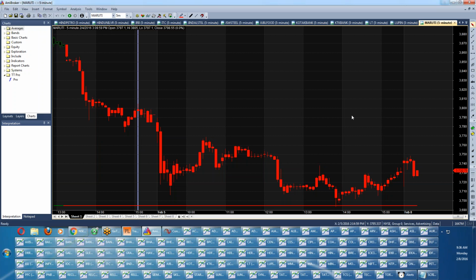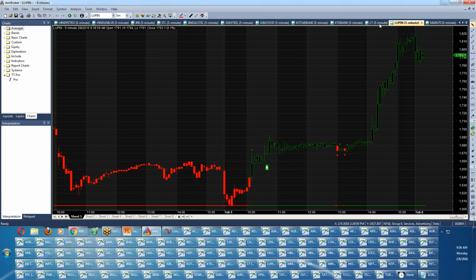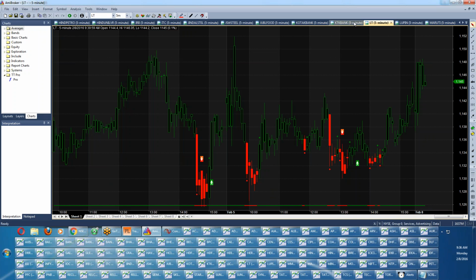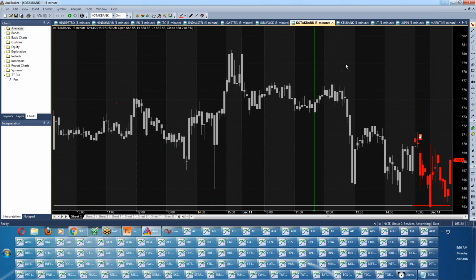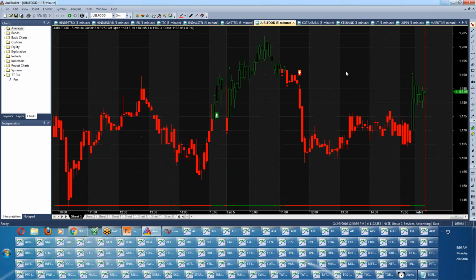And let's just check some trades in this one. So Maruti is flat, that is Lupin. So banks are doing good. So you have this buy call that's generated here. So Jubilant Food, I would suggest you buy at this price, roughly around 1190.